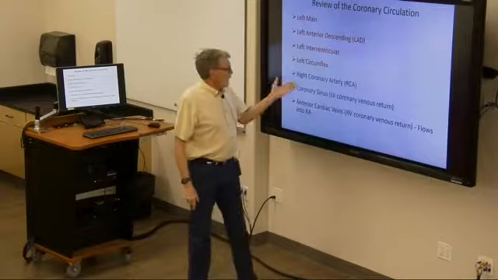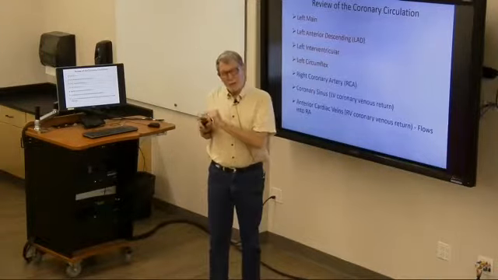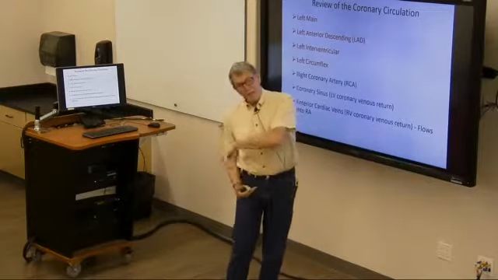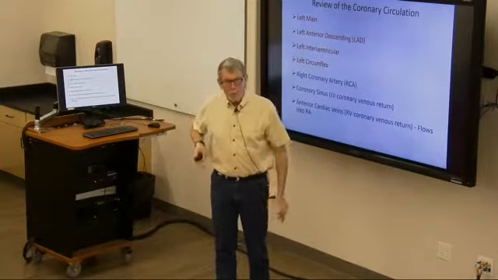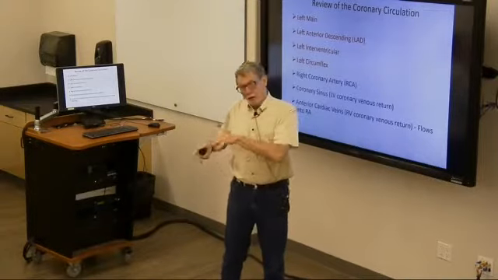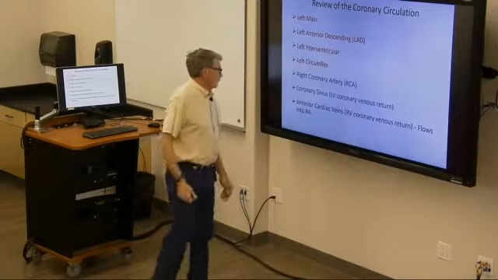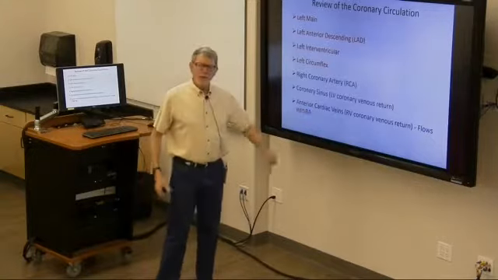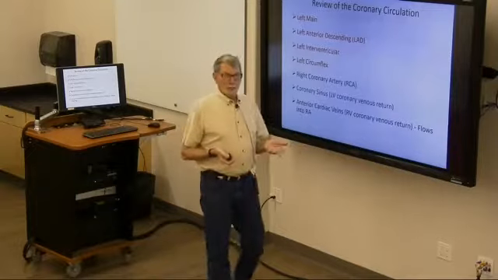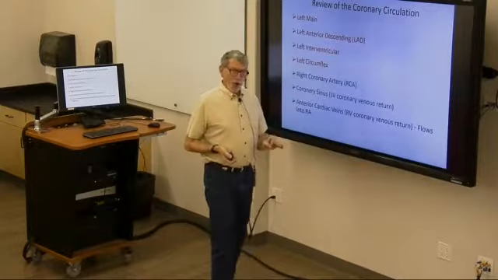The RCA, the right coronary artery, comes off the right. It goes down the right ventricle, down the back, and under the bottom. So it does most of the posterior, much of the inferior, and the right ventricle. The veins come back paralleling the arteries, but the veins are almost never a problem. It's the coronary arteries that block up.